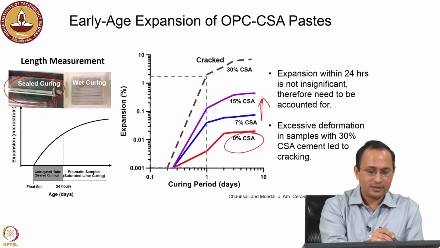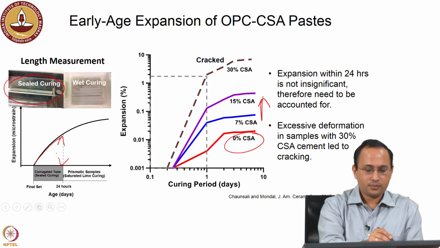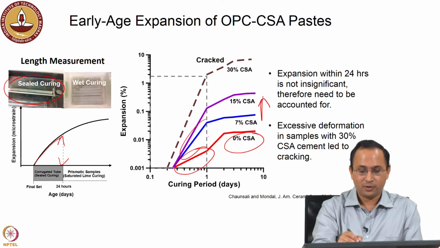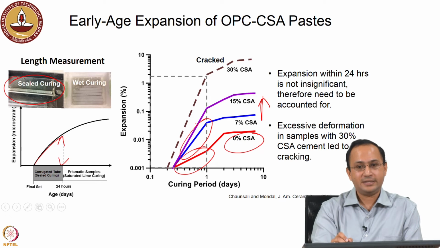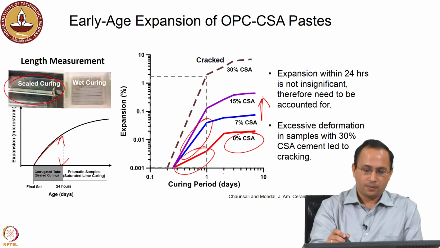What is important is that you can then cast the parallel samples, the prisms which you do, and then add this data. But here is evidence that the expansion occurring within 24 hours is not insignificant, right. So, depending on your CSA content, you may have significant expansion occurring within 24 hours.